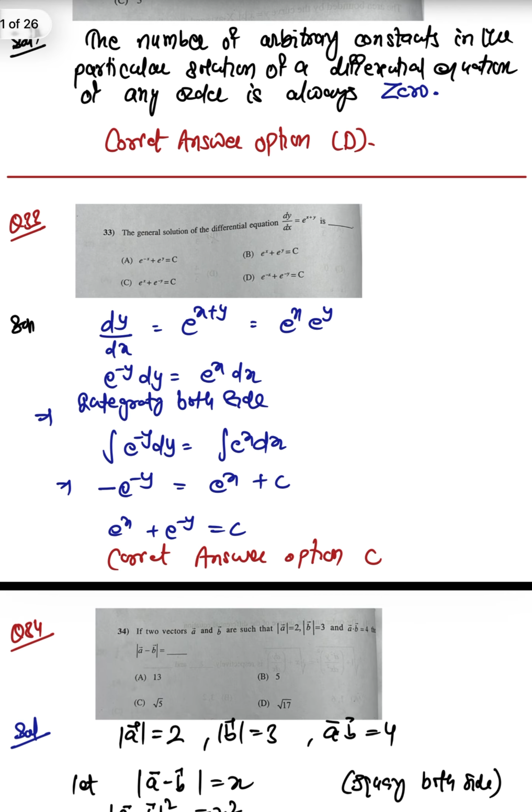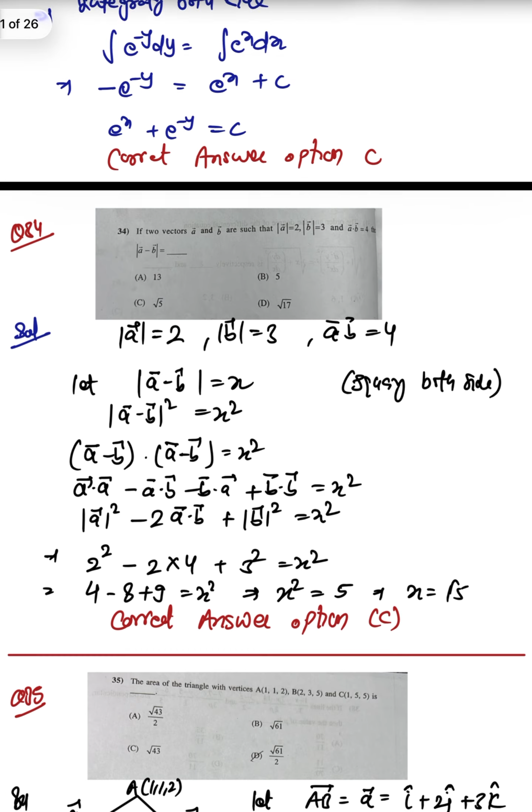33. The general solution of differential equation we have to take. So dy by dx is given as e raised to power x plus y. So e raised to power x and e raised to power y we have separated. Now it is a variable separable form. We will integrate both sides. We'll get the answer. Option C is correct.